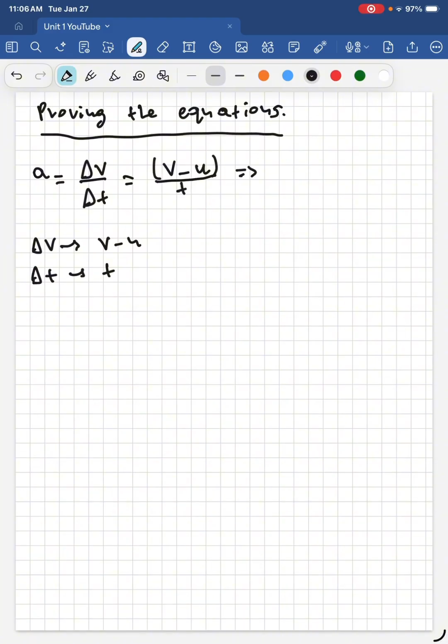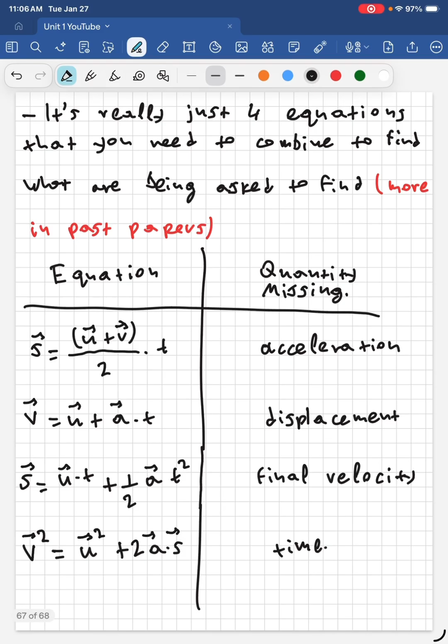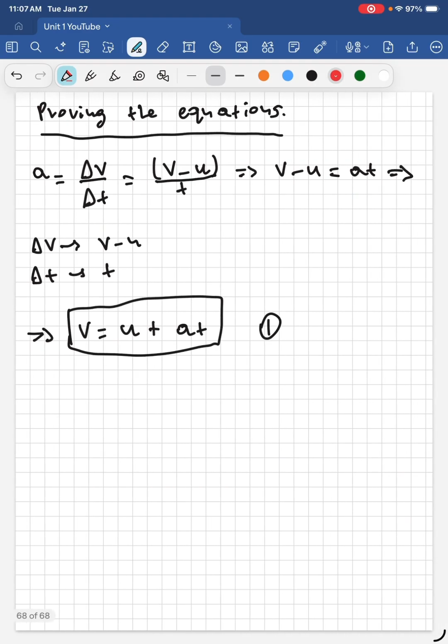So you can easily see that v minus u is at, or I'm going to come down here, v, the final velocity, is equal to the initial velocity plus a times t, okay? And this is our first equation, and okay, it's second in this list, so we derived that equation, okay?